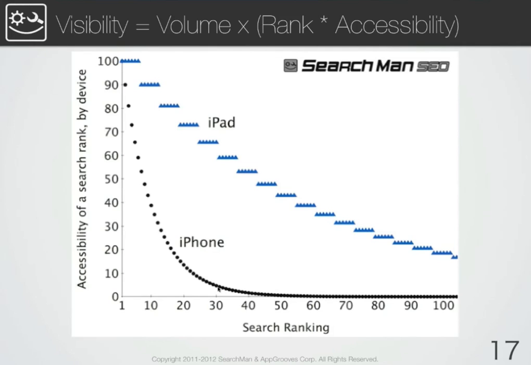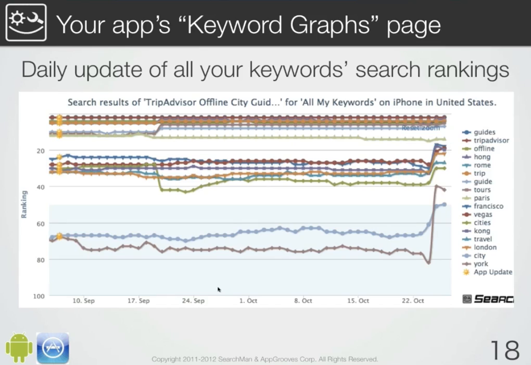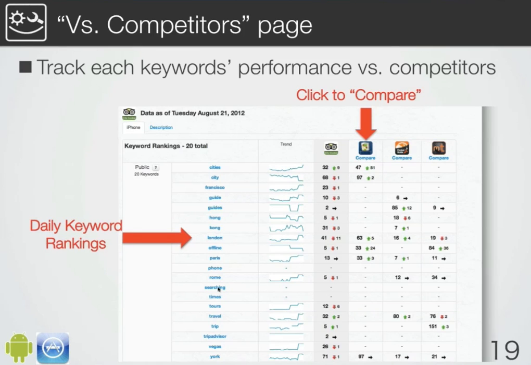But many developers go into more granular detail, and there's a section called keyword graphs where you can see every single one of your keywords and how you're ranking and how it's trending. So you can look at your performance by keyword. And then you can also measure your performance against competing apps. Here we track each keyword and present a head-to-head comparison of that keyword for your app versus your competitor. Generally, the system allows you to store 10 competitors, so you're tracking not only yourself, but your competitors.